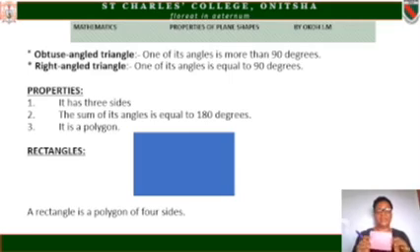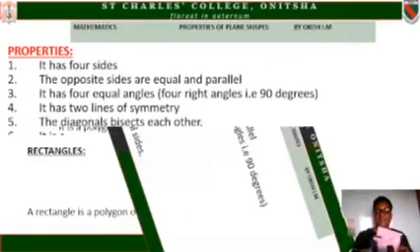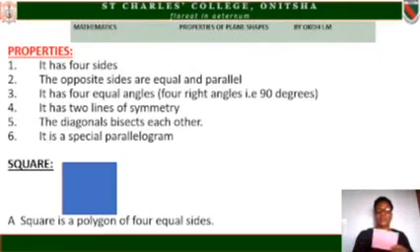So let's look at the next plane shape, which is a rectangle. The shape I'm having here is a good example of a rectangle. And what is a rectangle? A rectangle is a polygon of 4 sides. If you look at it here, 1, 2, 3, 4. That's the 4 sides of a rectangle. Let's look at its properties. Number 1, it has 4 sides, like this one I'm having here.